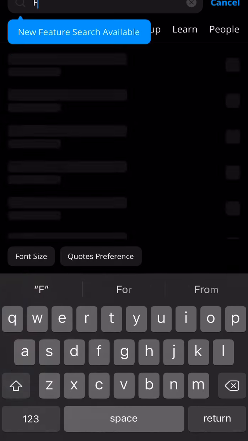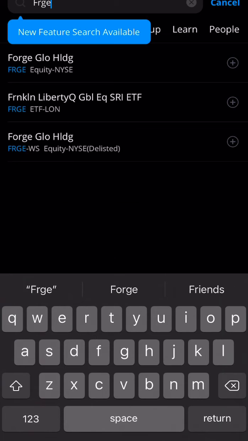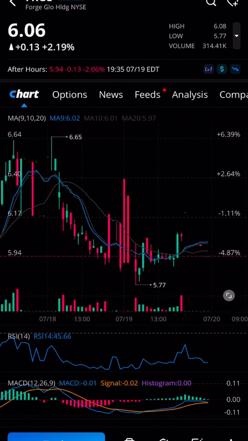But so we're going to go up here, and that stock that we found, FRGE, we're going to type that in real quick, and we're going to find this. So it's going to be the top one right there. So let's click on that. All right, and so here we are at that stock.